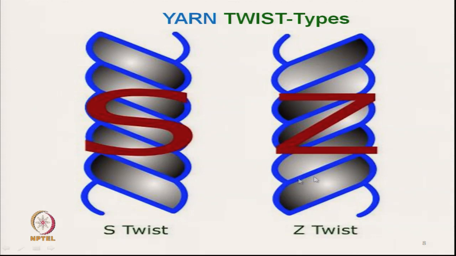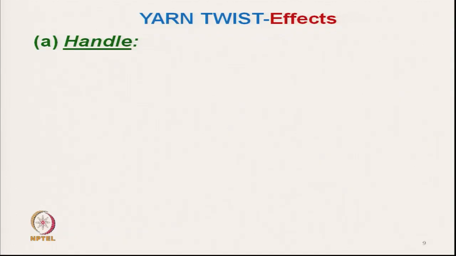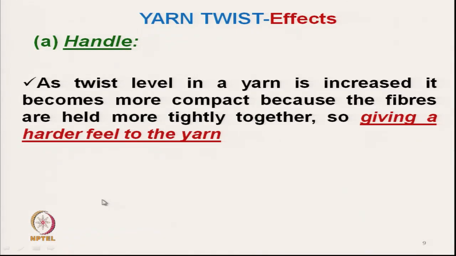There are two different types of twist, S twist and Z twist, and this twist direction has great impact on the various effects on the fabric. The first effect of twist is the fabric handle. As the twist level in the yarn is increased, it becomes more compact. It becomes harsh, the yarn becomes hard. The fibers are held together, giving a harder feeling of yarn.